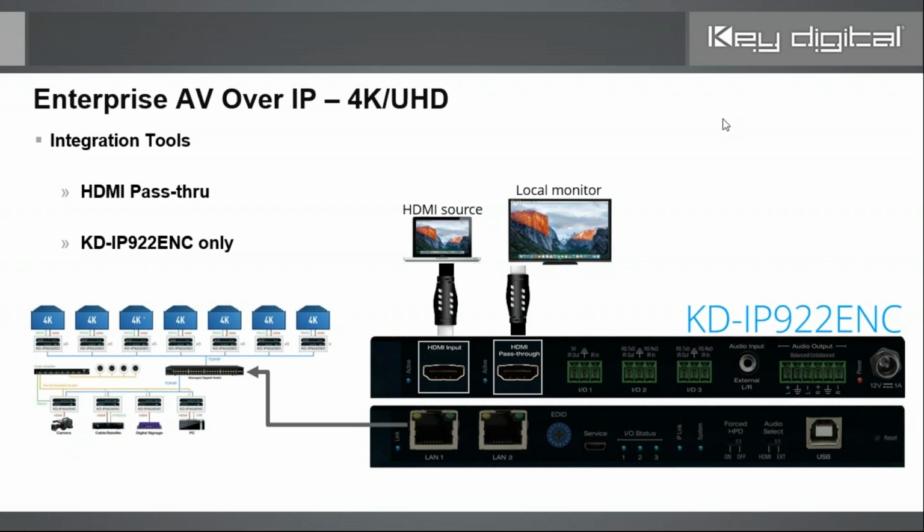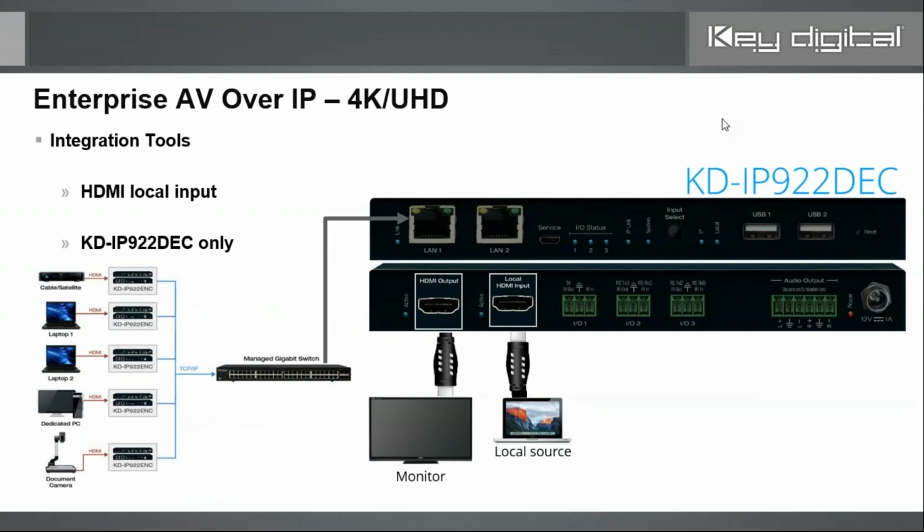Okay, so we're back now, and hopefully the audio is more reliable than before. So let's look at some of these built-in features for the IP922 products, which are just absolutely packed here. We have on the encoder side an HDMI pass-through so that you could have local monitoring of your incoming source.